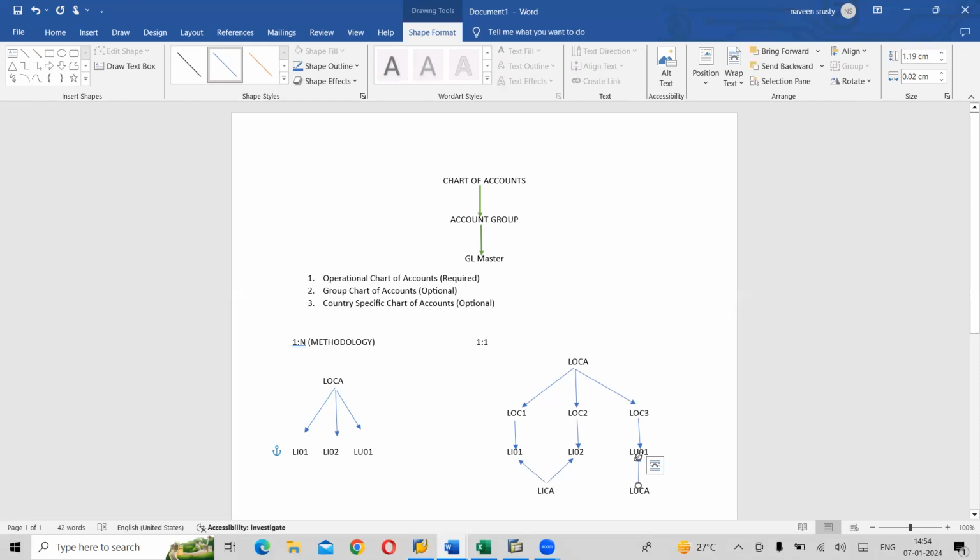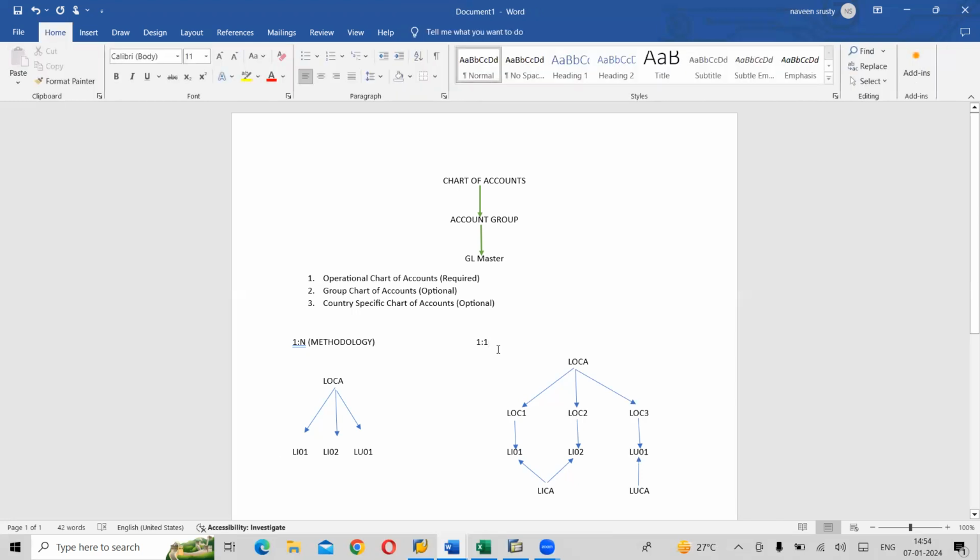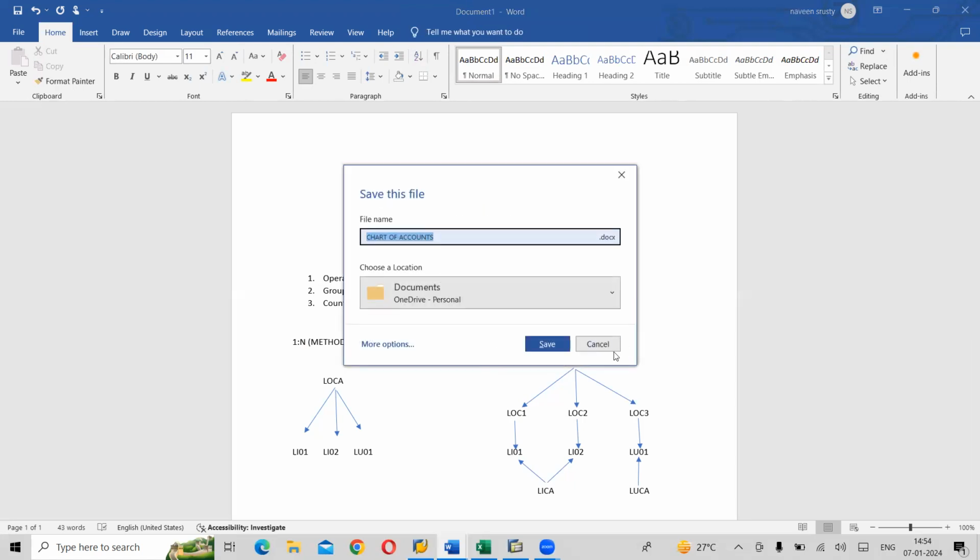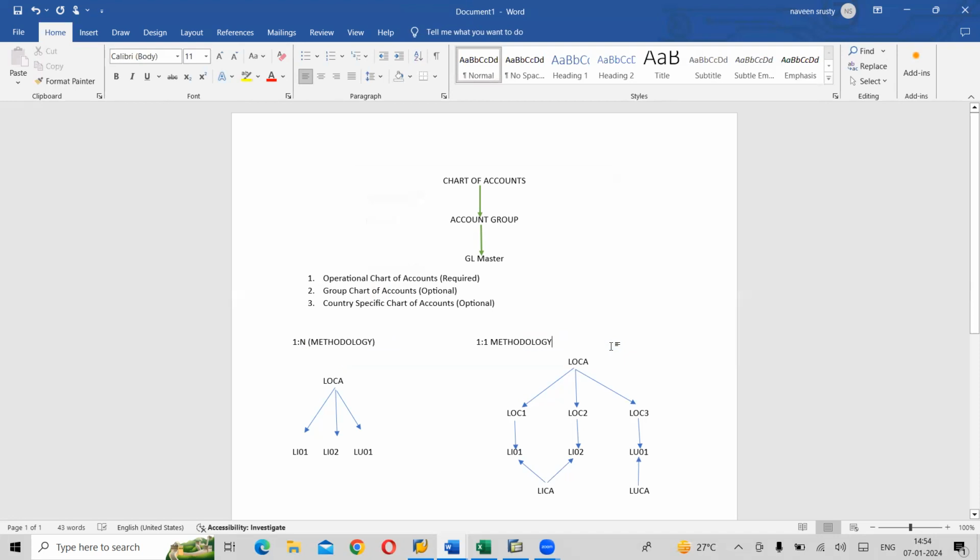Just write this down. I'll explain when it is eligible to come under the 1:n methodology and the 1:1 methodology. Once you're done, let me know. Done. Okay. Below, write down a note.